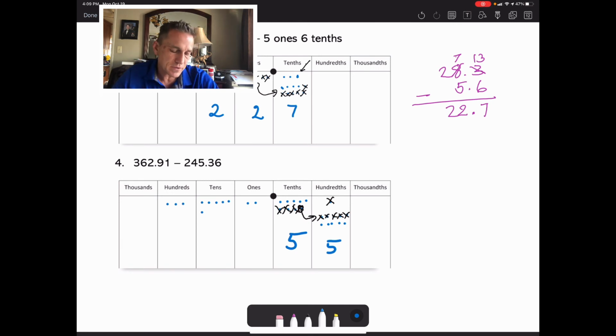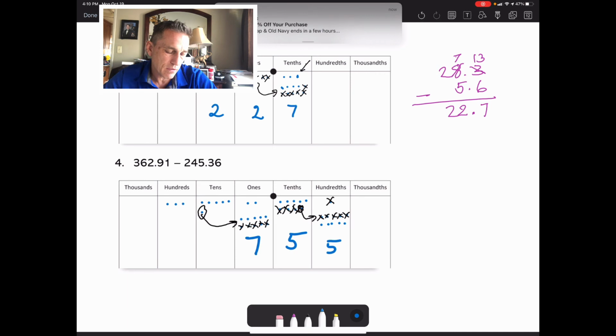Now I'm going to the ones place. In the ones place, they want me to take away 5, but I only have 2 ones there, so I'm going to have to regroup from the tens. So I'm going to unbundle one of these tens. So now I have 6, 7, 8, 9, 10. Now I have a total of 12 ones. I can definitely take away 5 from that. So I'm going to take away 5 from my 12 ones. So 1, 2, 3, 4, 5. So I'm left with 7 ones.